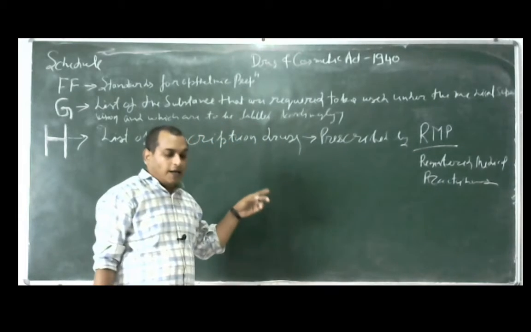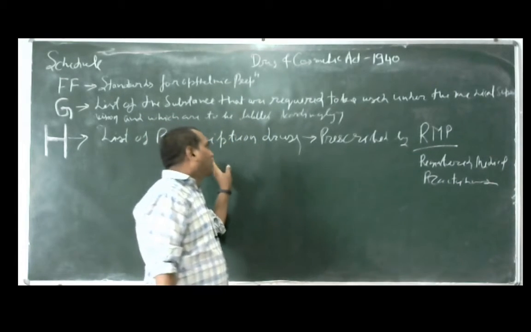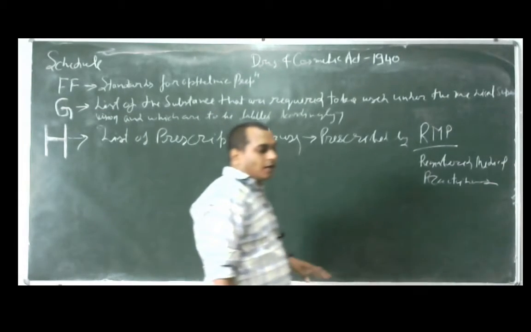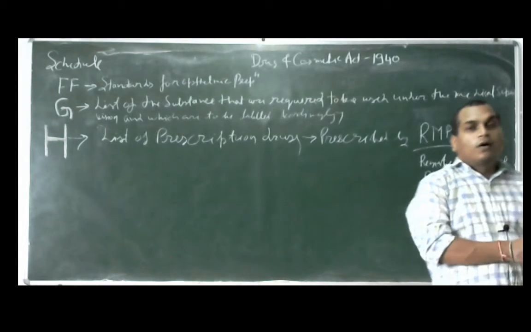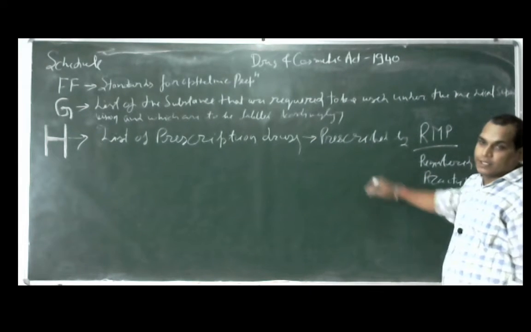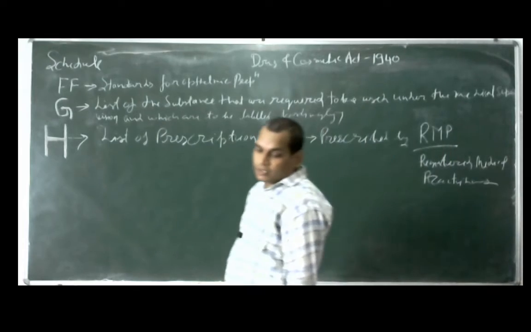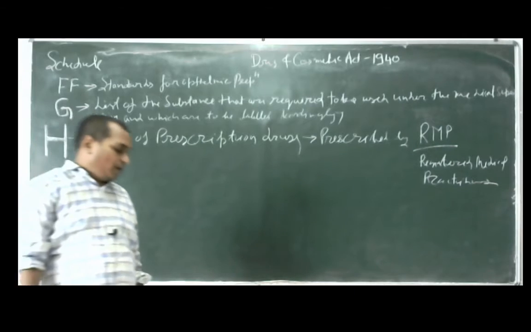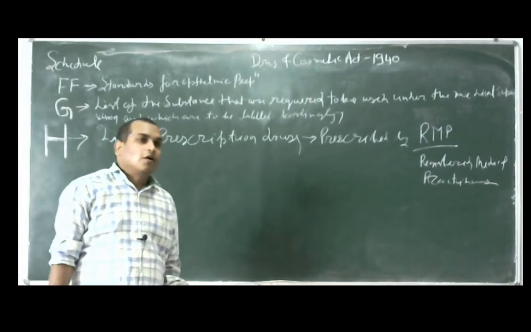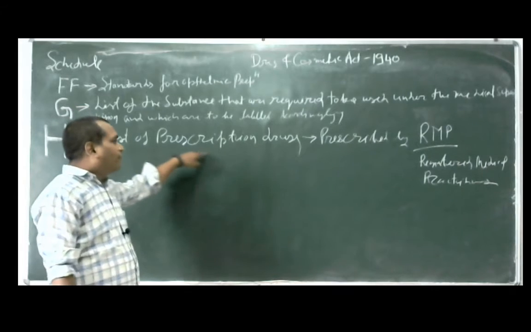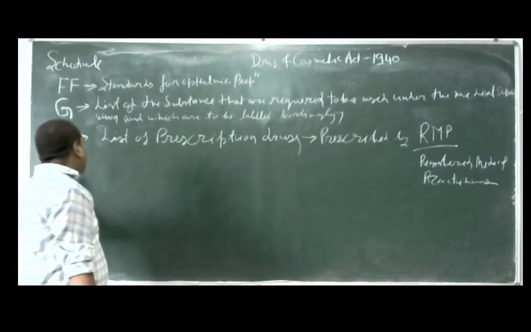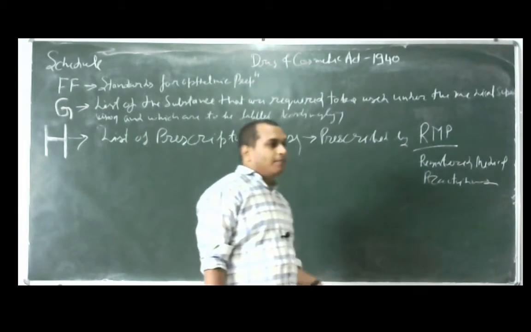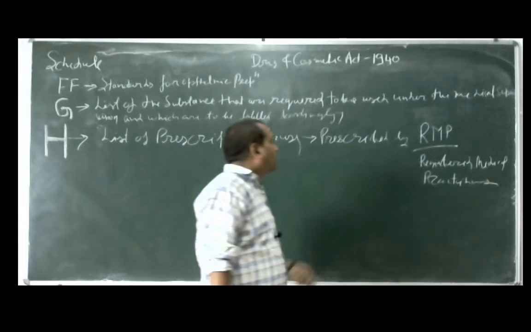So when they write a prescription for drugs scheduled in Schedule H, those drugs are dispensed to the patient only on the basis of the prescription. When there is no prescription, the retailer, or we can say the pharmacist, must not give these types of drugs which are scheduled in Schedule H. So this is the most important schedule of this Act, the Drugs and Cosmetics Act 1940.